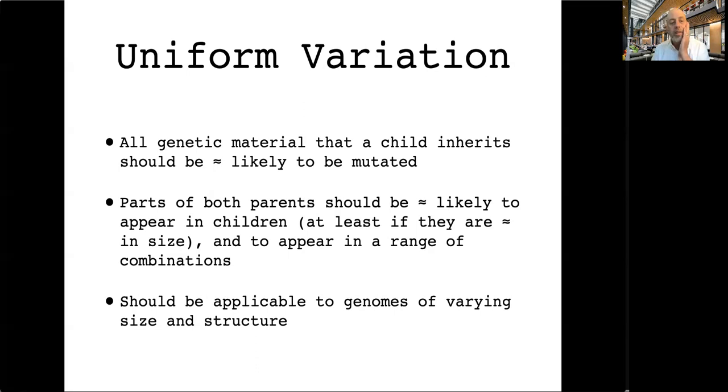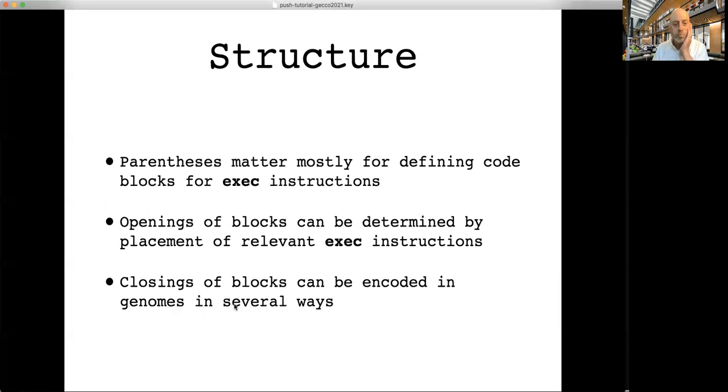Another thing that I mean by uniform variation is that parts of both parents, if you have a two-parent genetic operator, should be approximately equally likely to appear in the children, at least if they're approximately equal in size, and to appear in a range of combinations. And the uniform variation should be applicable to genomes of varying sizes and structures. So that's what I mean by uniform variation. Again, another talk to really dig into that more deeply.